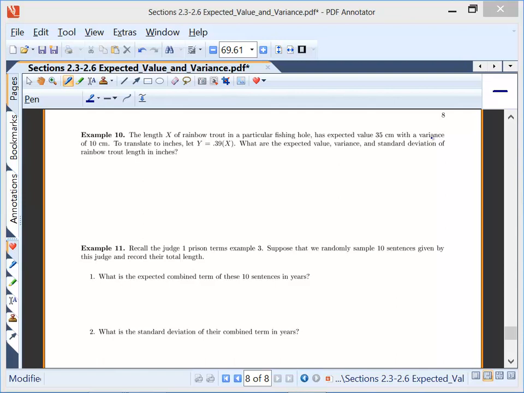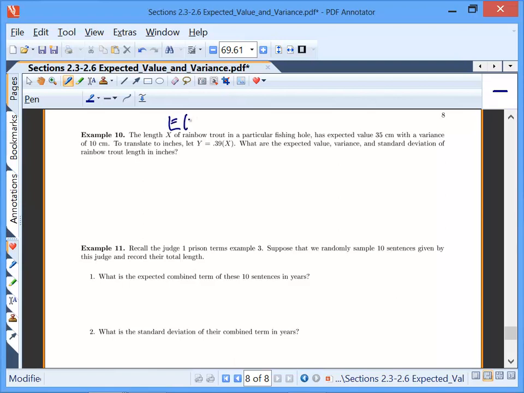Okay. So to start with, we know that the expected value of x equals 35 centimeters, and the variance of x is 10 centimeters. And what did I say the unit should be on variance? Variance always has units squared. That's why we actually prefer the standard deviation, because it has regular units. So that was a typo. The variance is 10 centimeters squared.